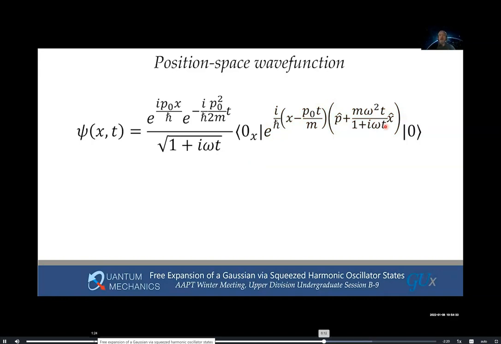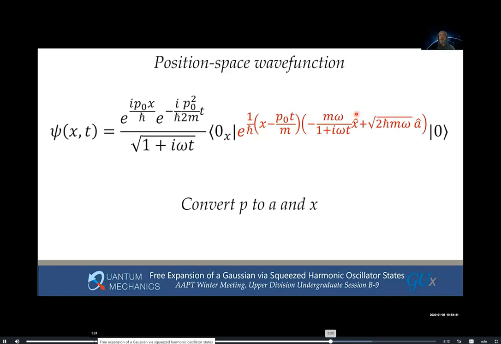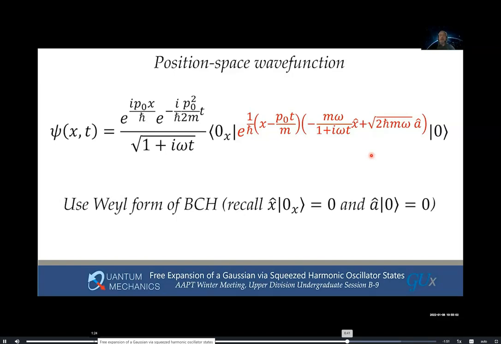I want to evaluate this object. I want to use BCH to separate the X and the P, but I don't actually want to separate the X and the P. I want to convert to P and A because A annihilates against this. And I'm sorry, I want to convert the P to A and X. X annihilates against this and A annihilates against this. So the exponential factors from the BCH become 1s when they annihilate against those states. And I'm just left with the commutator term. So go ahead and do that.